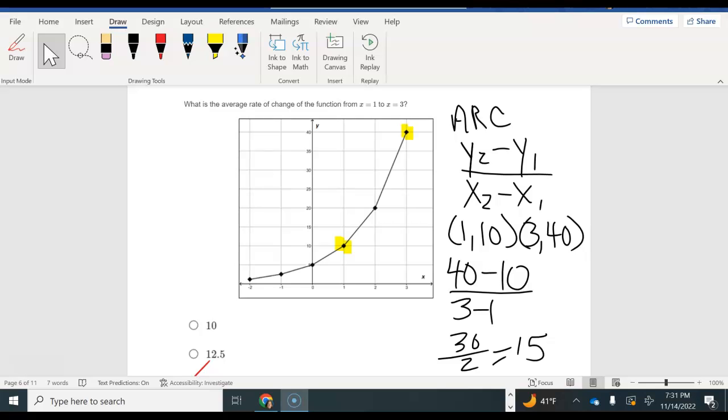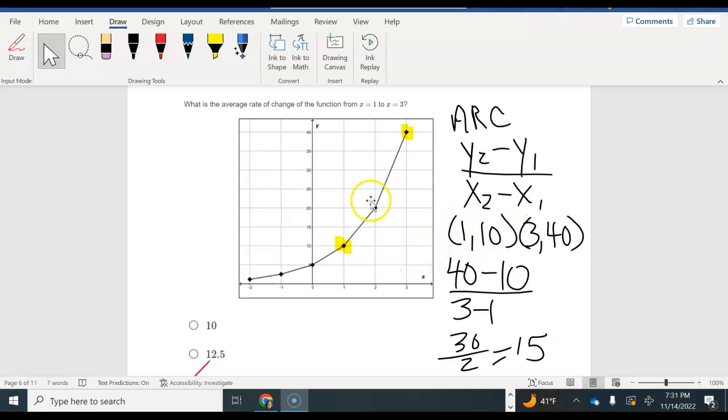All right, the next one is what is the average rate of change from x equals 1 to x equals 3. All right, if you remember, you have to know the average rate of change. It's the same as the slope formula, y2 minus y1 over x2 minus x1. So the first thing I have to do is find x. Remember, that's my horizontal axis, x at 1. When x is 1, y is 10. That's my first ordered pair.